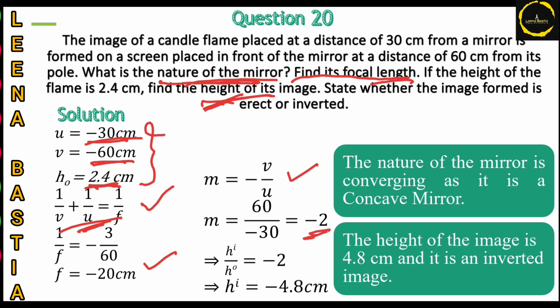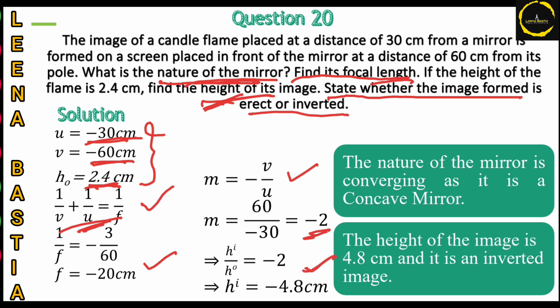Here magnification is minus 2, which means it is a concave mirror. But what is the nature of the image? That we will see, because at last it is asking, state whether the image formed is erect or inverted. So now hi by ho equals minus 2. Now hi you will get as minus 4.8 centimeter. This one is the answer.